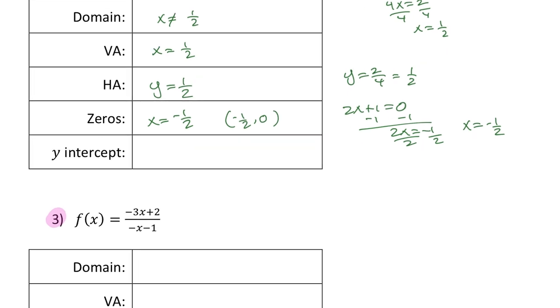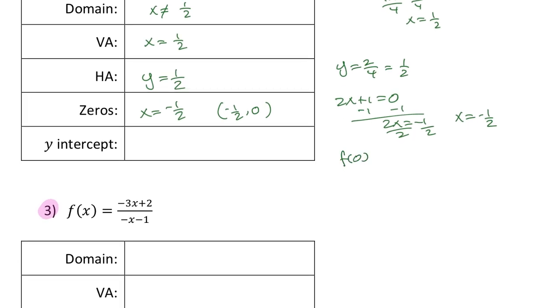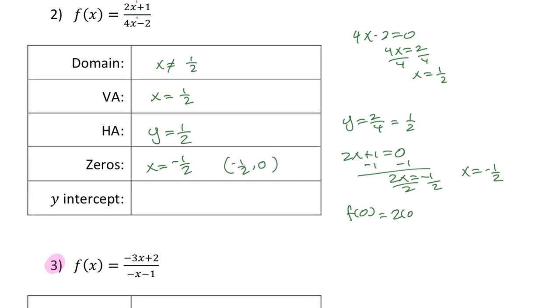My y-intercept, I'm finding f of 0. So that means I get 2 times 0 plus 1, divided by 4 times 0 minus 2. Again, this is 0, this is 0. So I got at the end -1 over 2. So my y-intercept is at f of 0 equals -1/2. So I have 0, -1/2.